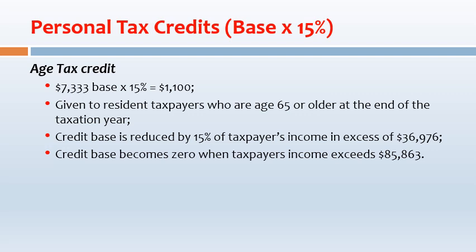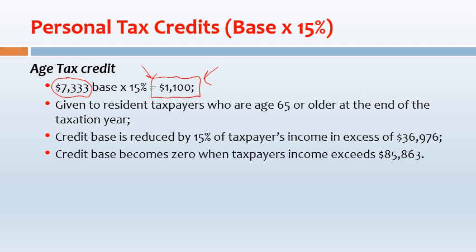So the next credit that we're going to discuss is the age tax credit. The age tax credit has the base listed here times 15%, which gives us our final credit of this amount listed here. It's a decent sized credit. Now the age credit is available to those resident Canadian taxpayers who are age 65 or older at the end of the taxation year. Basically, it's a credit that you get just for making it that far.